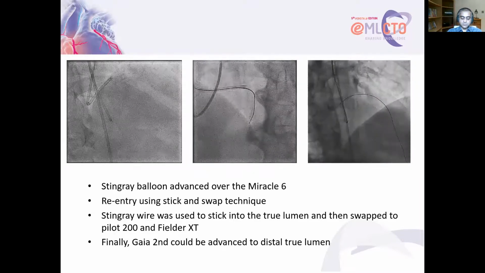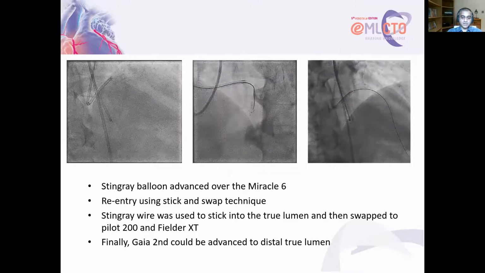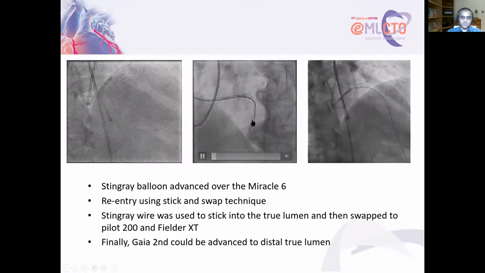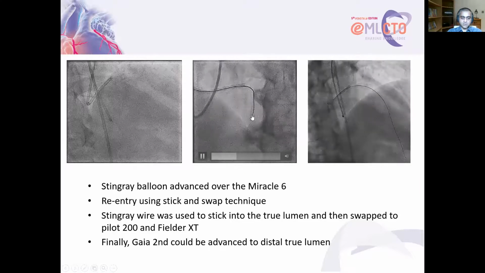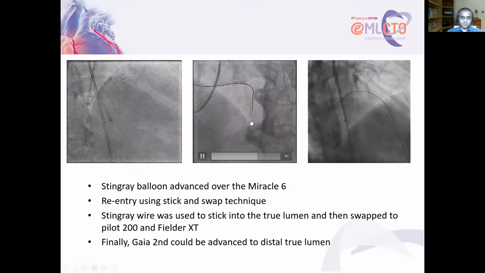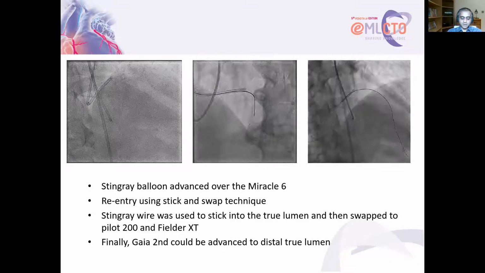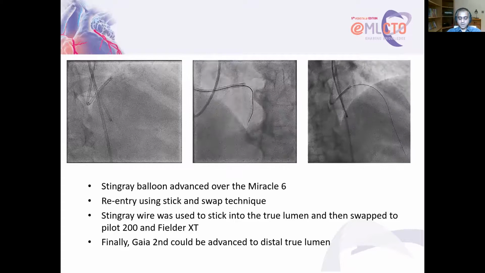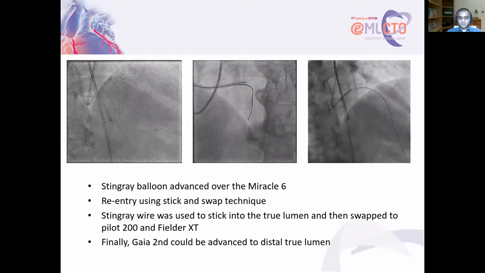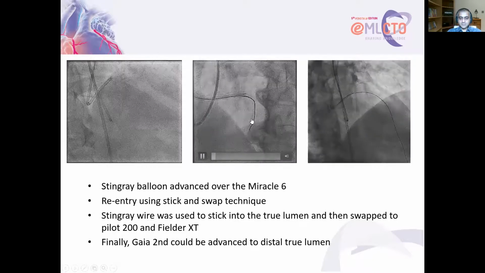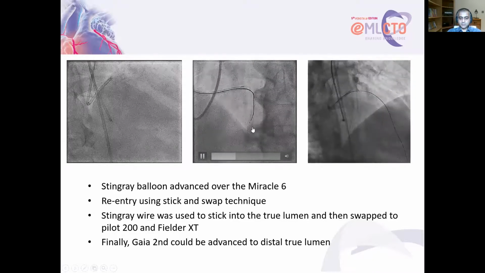There are two exit ports at 180 degrees to each other, opposed, and these are offset ports. The first port is just proximal to the two radio-opaque markers. The second port is in between the two radio-opaque markers. So with a Stingray wire, which is a 0.014 wire with a barb at the end, we were able to negotiate this wire. And you can see in the first instance, the wire exits from the middle port, which is going in the wrong direction.